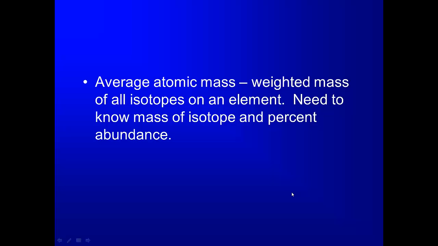For a definition, I would just write this down. You will see a definition like this. What is it? It's just a weighted mass, and you have to use all the isotopes of an element. I need to know 2 things: the mass of each individual isotope and the percent abundance, or how much I have of that isotope. So just at the top or somewhere, write down that definition. The calculation is different, but it's really not a hard calculation.